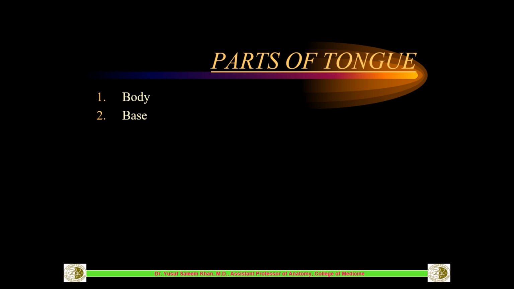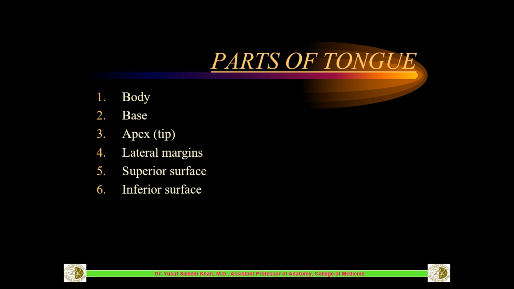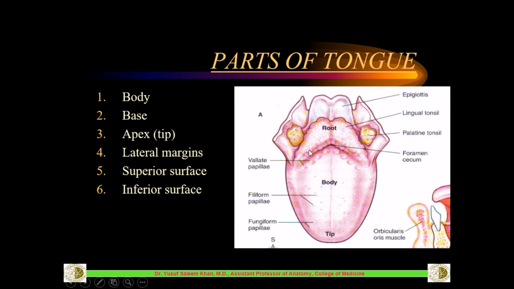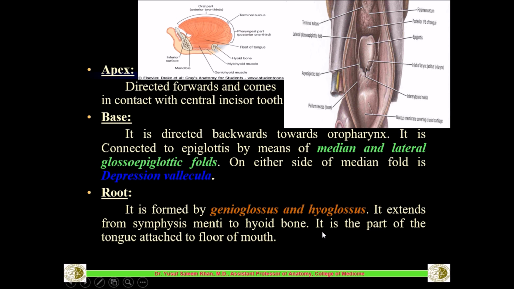Coming to the parts of the tongue, we have already seen it has three parts: the body, the base, as well as the tip, and along with that it also has the lateral margins. So these are the lateral margins on either side, the tip, body, and the root. Along with that, the base, and we have the superior surface. What you are seeing is the superior surface and the inferior surface. The apex of the tongue, as I said, is most anterior. So this is the most anterior part of the tongue.